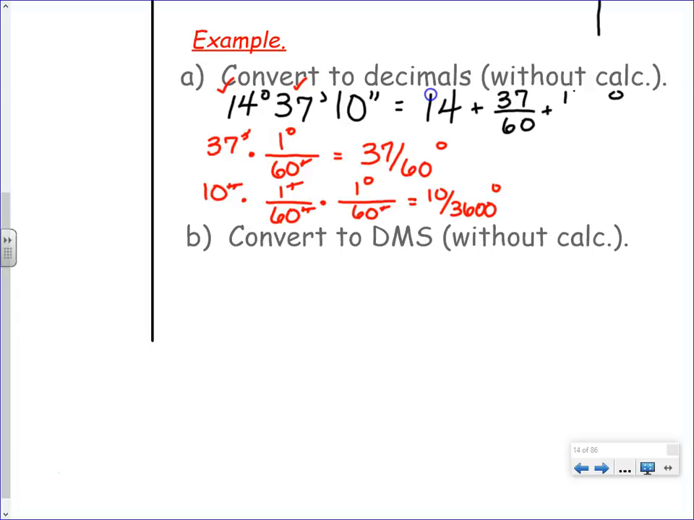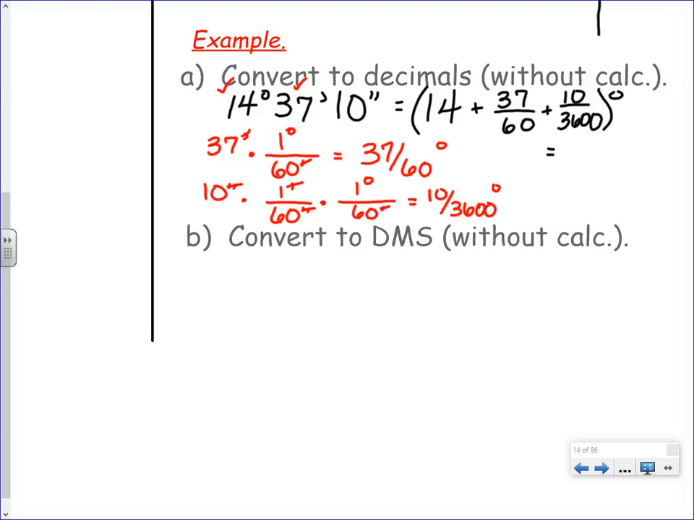But we're not going to do this in our heads. Nope. We're going to use our instruments. Go ahead. Get that calculator out. Get me a decimal, because that's what they actually asked for. If I didn't go all the way there, I wouldn't be following directions. All right. Oh, come on. You like your calculators. What's 14 plus 37 over 60 plus 10 over 3,600?